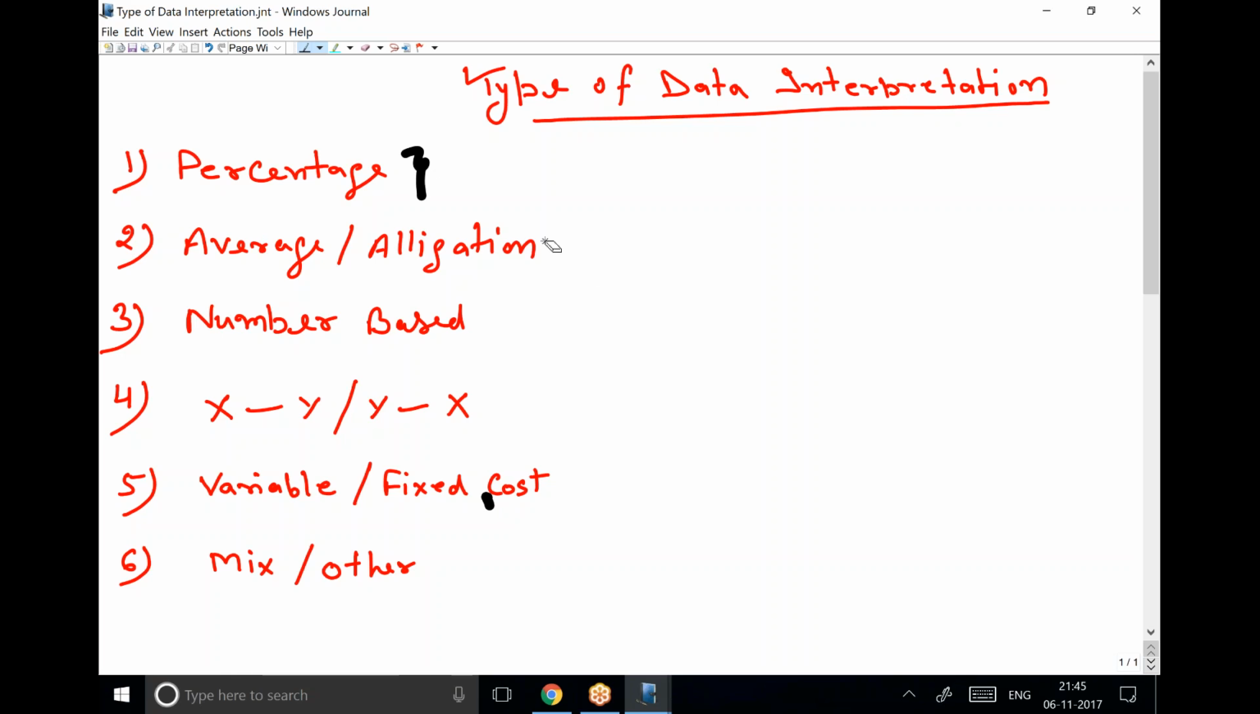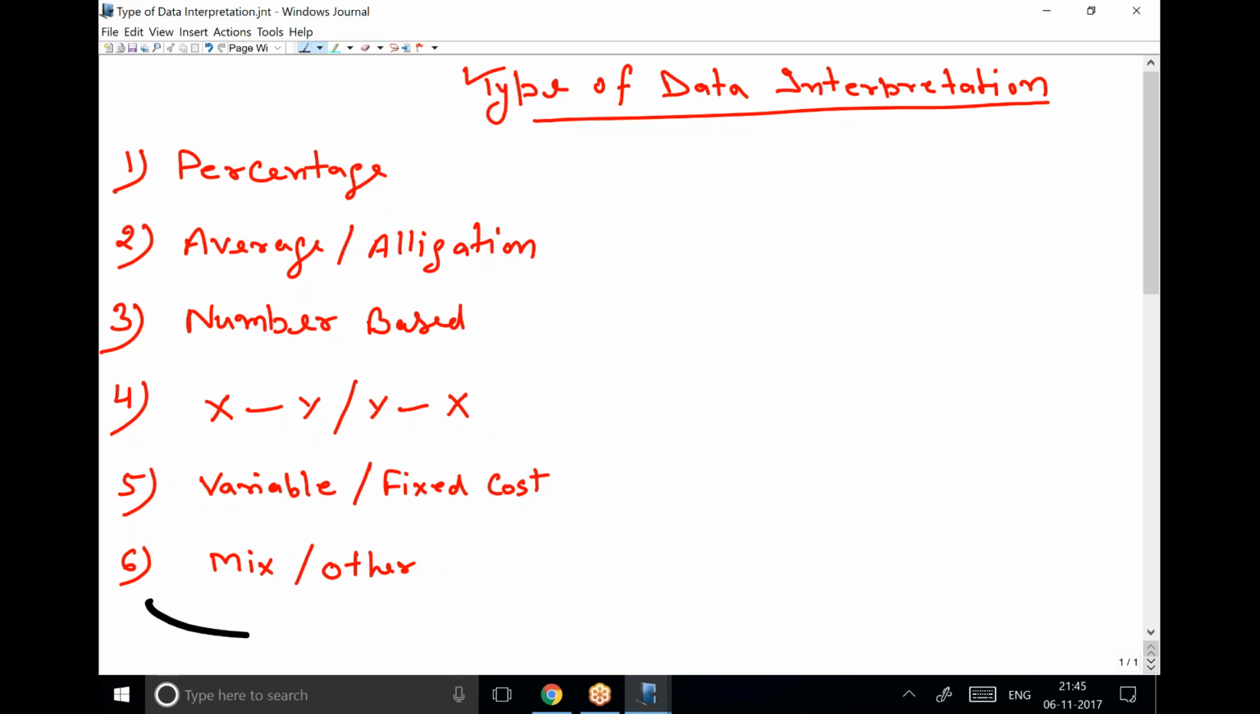And then we will look into questions based upon number system, not number system exactly, but the use of numbers in data interpretation. And questions based upon graphs, when data is given to us in the format of x and y axis. And questions based upon variable and fixed cost, from which you would have seen a lot of questions come in CAT.